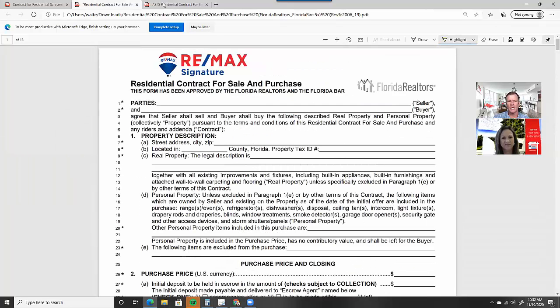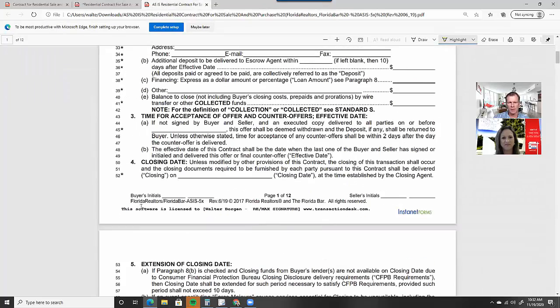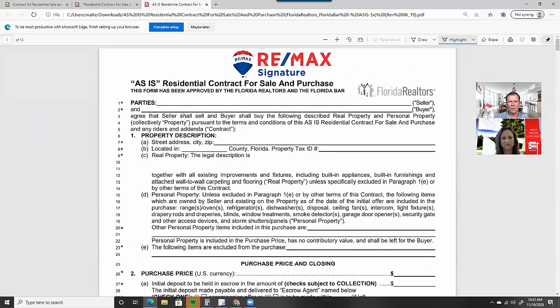The other way you'll be able to notice is when you scroll down to the bottom, you'll see it says Florida Realtors and Florida Bar As-Is 5X. It'll have a revision date, and this is the revision date and contract that we recommend that you use. It's going to have all of that information right here. That'll let you know that you're using the Residential As-Is contract. Now, this is the most popular contract used in our Daytona Beach Area Association. That doesn't mean it's the best for every situation. It's just the most commonly used contract.